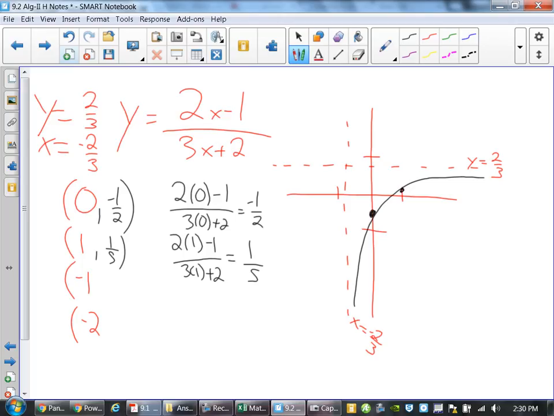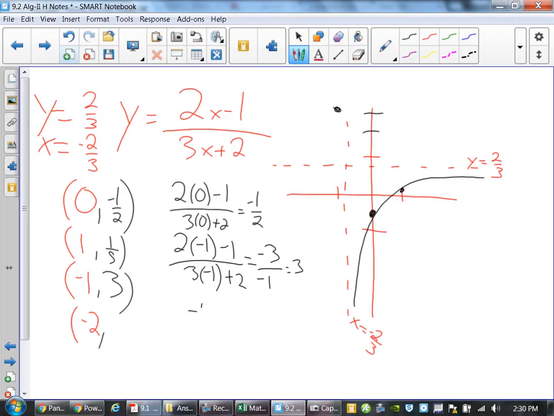Same thing with -1. So that's what? -2 minus 1 is -3. -3 plus 2 is -1, so that is equal to 3. And then -2, so we have -4 minus 1, -6 plus 2, -5, or -4, so it's 1 1/4.